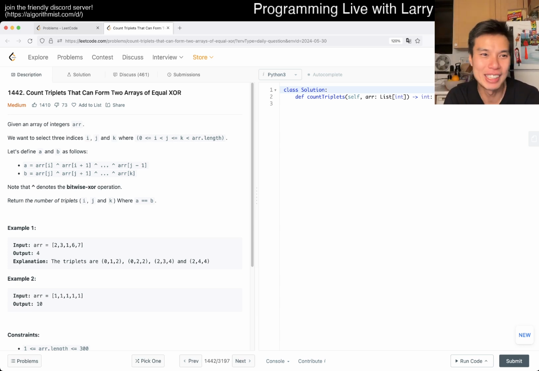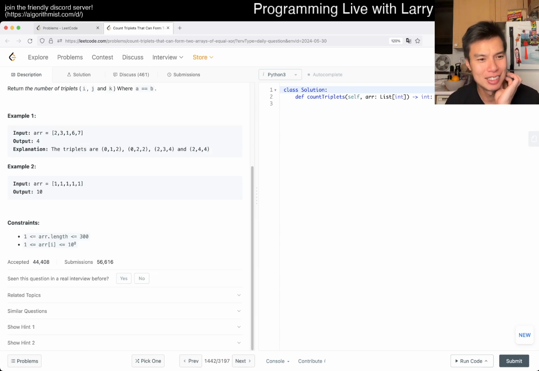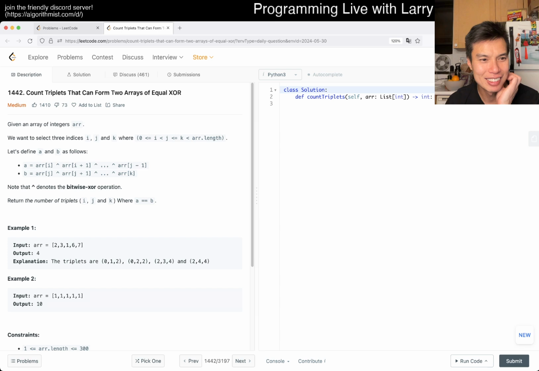Today we have 1442. Count triplets that can form two arrays of equal XOR. Given an array of integers, we want to select three indexes, I, J, and K, where I is less than J. There are certain things that are equal and certain things that are not. So J could be equal to K, but I don't... is that right? I guess so.